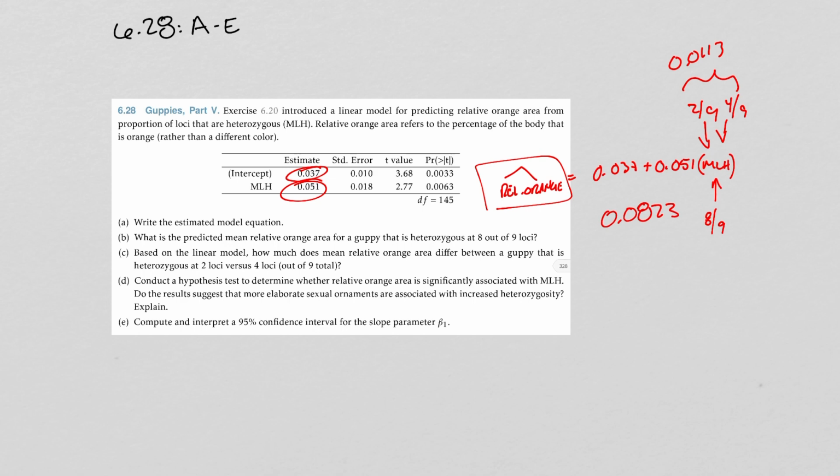All right, conduct a hypothesis test to determine whether relative orange area is significantly associated with MLH. And so your null hypothesis is that beta 1, this right here, is equal to 0. And your alternative is that beta 1 is not equal to 0. How do we test it? We look at the t statistic, 277. We look at the p-value, less than 0.05. So p-value less than 0.05.